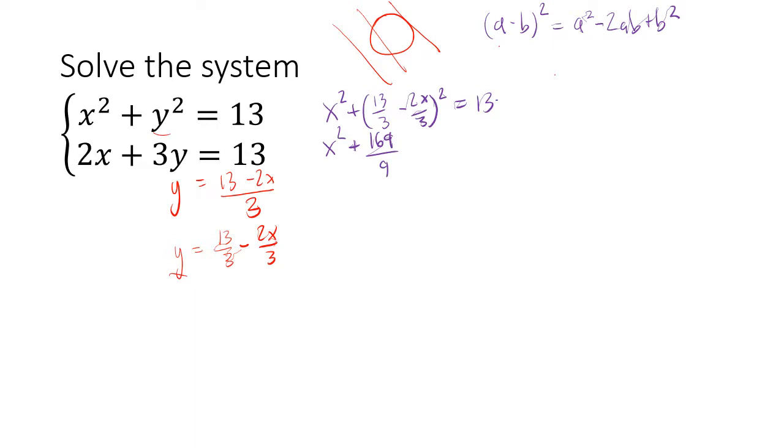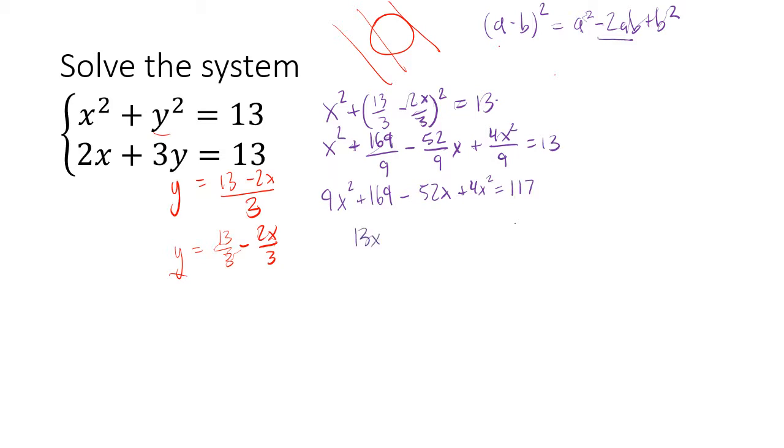And then 2 times the first term times the second term, which will be negative 26 times 2, 52 over 9x, right? And then the last term squared, so that's just going to be plus 4x squared over 9, and that's going to equal 13. Now to get rid of these fractions, I'm going to multiply everything by 9, and so we'll have 9x squared plus 169 minus 52x plus 4x squared equals 13. This looks like it's going to be a quadratic, not necessarily a nice one. Oh, sorry, I didn't multiply the 13 by 9, so 13 times 9 is 117. Okay, so now I want to put everything on the left side and combine like terms.